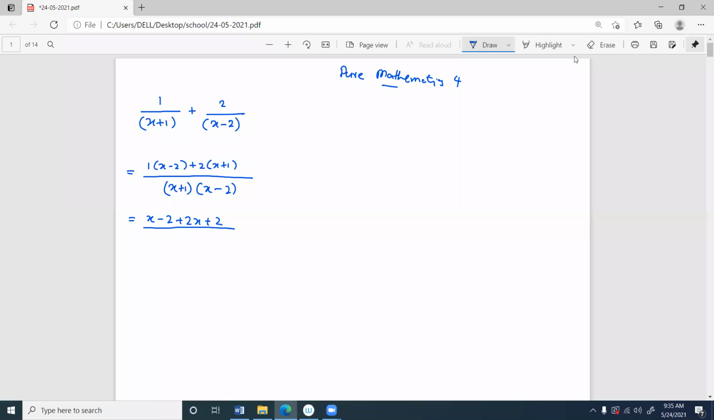Shall we make this 3? Other than that you don't get a clear idea. So you can say it's 3 and 3, right? Then if you do this, you get the answer 3x minus 1 over x plus 1 into x minus 3. This is the same thing we did in our earlier grades. But this is not the partial fraction today. The topic is partial fractions.